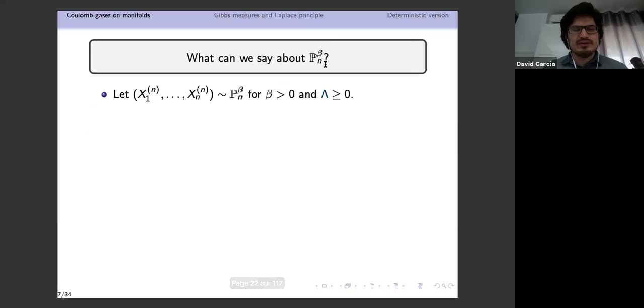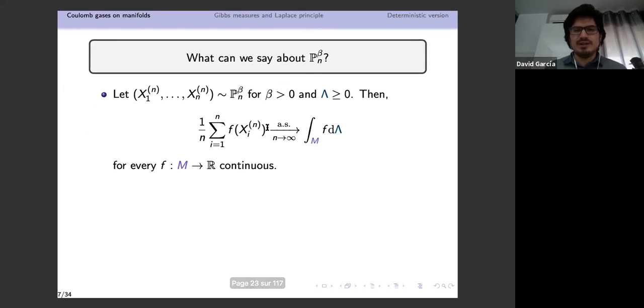One of the things we can say is that if n points are distributed following this Pn for beta positive, and we have chosen lambda positive, then the empirical means go to the integral of f with respect to lambda. So it's no longer sigma, but it's lambda, the background charge we have chosen.